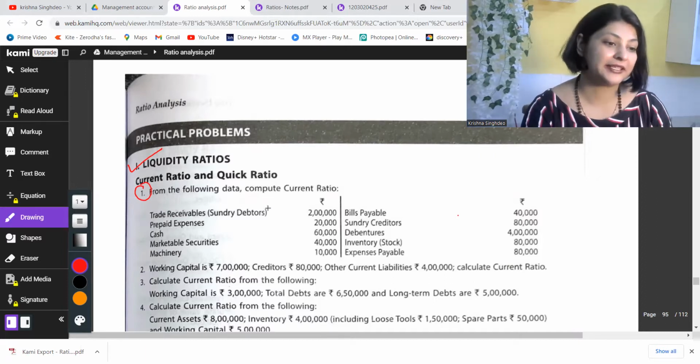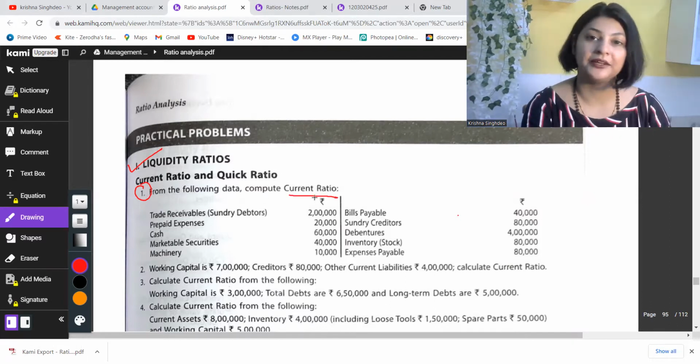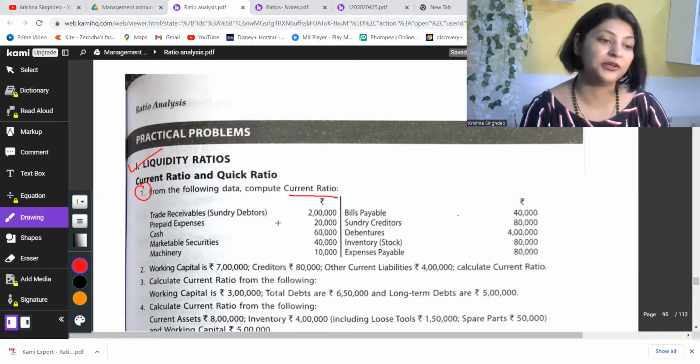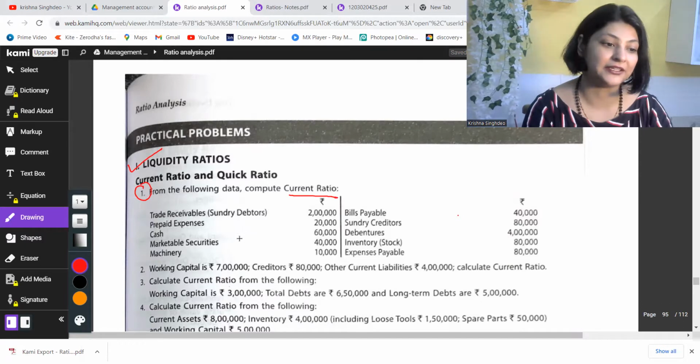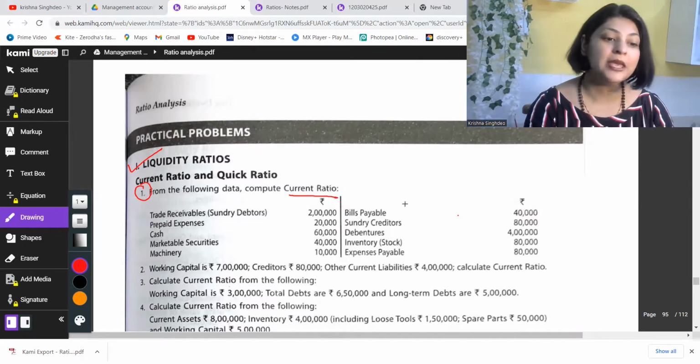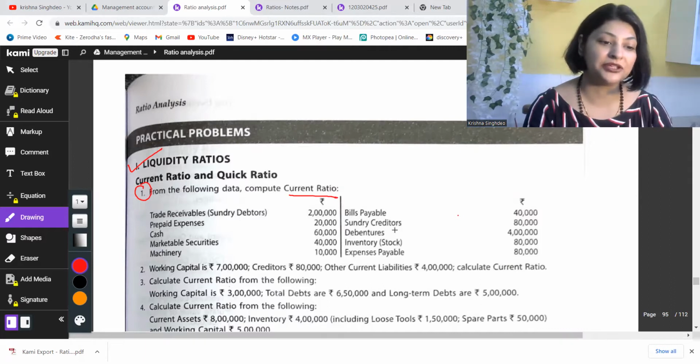See, first of all, what is given? From the following data, compute the current ratio. So the requirement of the question is computing the current ratio. What is the information given to us? The question is giving us trade receivables, means sundry debtors, prepaid expenses, cash, marketable security, machinery, bills payable, sundry creditors, debentures, inventory, and expenses payable.